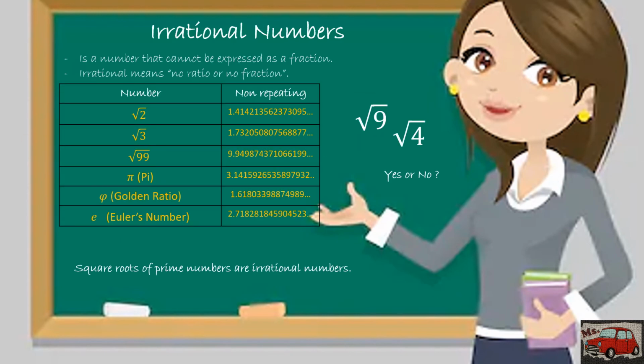Okay, so this time, pag-usapan naman natin yung about sa irrational numbers. Kanina, yung rational numbers, ibig sabihin, kaya natin siyang gawing fraction. So, unlike rational numbers, yung irrational numbers, it means no ratio or no fraction. So, in short, hindi natin siya pwedeng i-convert into fraction. So, these are the examples, okay?